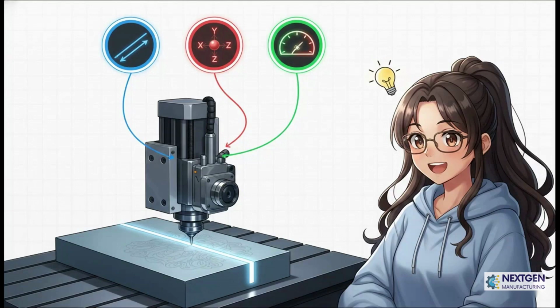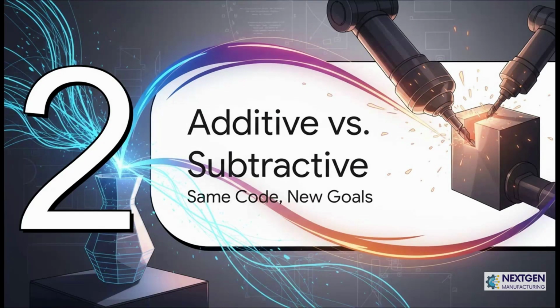So you see, when you put it all together, that scary line of code becomes a very simple sentence for the machine. Move in a straight line to this exact spot at this specific speed. That's it. Every mind-blowingly complex part you've ever seen is just built from thousands and thousands of these simple little sentences.